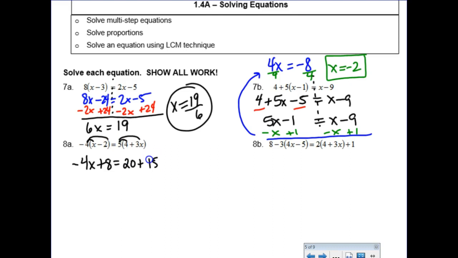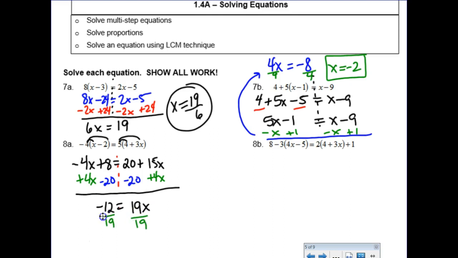plus 15x. All right. So we're going to move everything to one side. I'm going to add the 4x over to the right. That'll keep x's positive. While we're at it, let's subtract the 20. So variables are on one side, constants on the other. We end up with negative 12 equals 19x. And then be careful on your upside down division here. Sometimes if we're not careful, we divide this backwards, and that's a big mistake. So x equals negative 12 over 19. It's a great answer. Leave it like that.